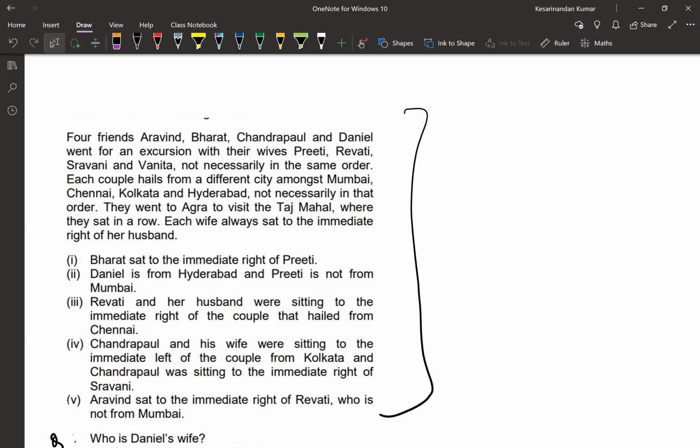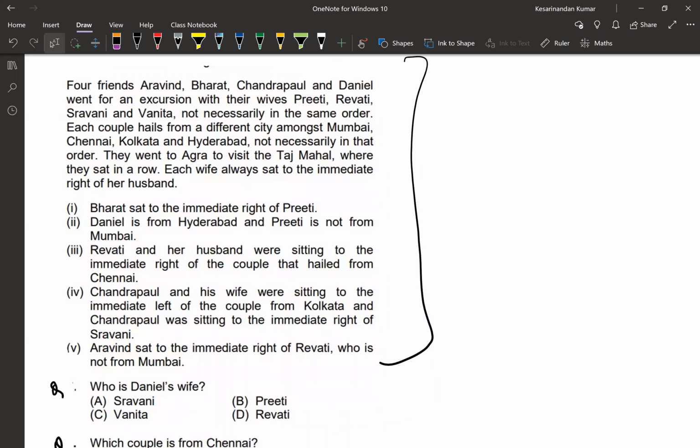Scroll a little, the 5th point is missing. Yes.